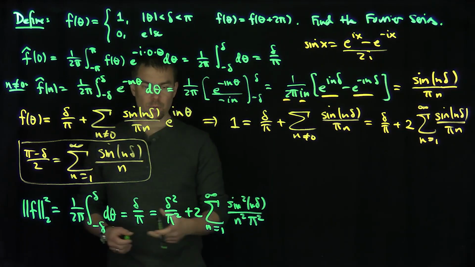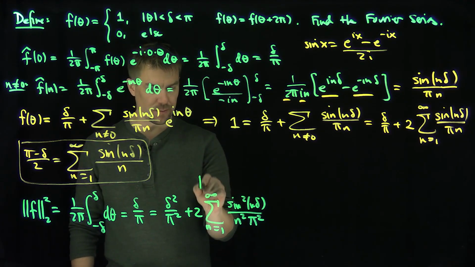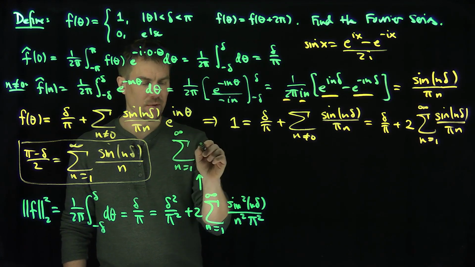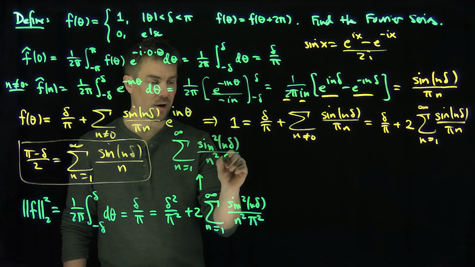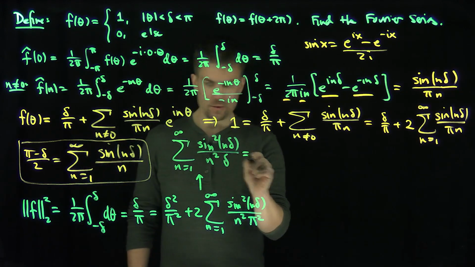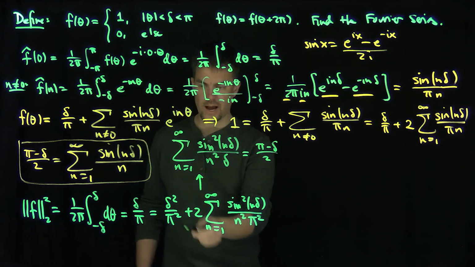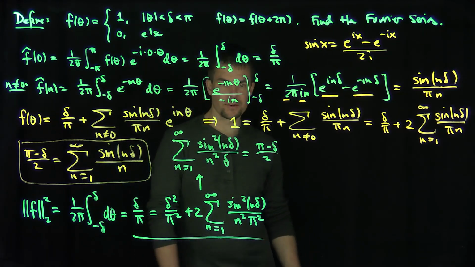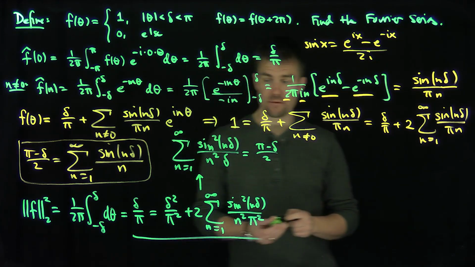And so now, if we algebraically solve this expression, we'll also get this relationship. This will imply that the sum, n goes from 1 to infinity, of the sine squared of n delta over n squared delta is equal to the same thing, pi minus delta over 2. If you just do the algebra and solve this equation for the corresponding result, you'll get this. Excellent.